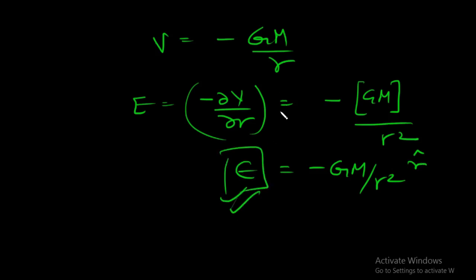First we differentiate 1 by r. This would be minus 1 by r square, and the minus would cancel out, and again the minus, so minus 1 by r square Gm. This would be the gravitational field. I am taking E, but you can also assume G, because I have already taken G as the gravitation constant, so I am assuming this as E. Don't mistake it for electric field, because mass m is involved here.